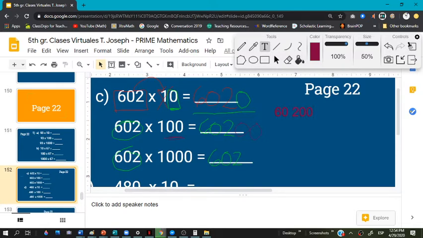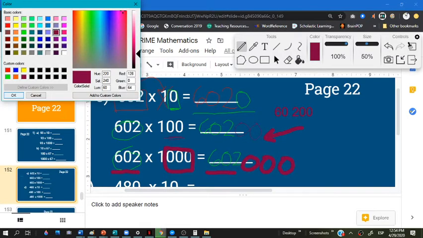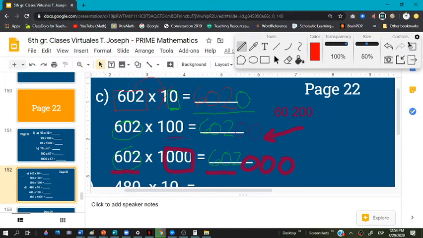60,200 is my answer. Okay, there we go. And for my next one, 602 is going to be in my answer again, and I'm just going to add 3 zeros: 1, 2, 3. So my final answer is 602,000. 602,000 is equal to 602 times 1,000.